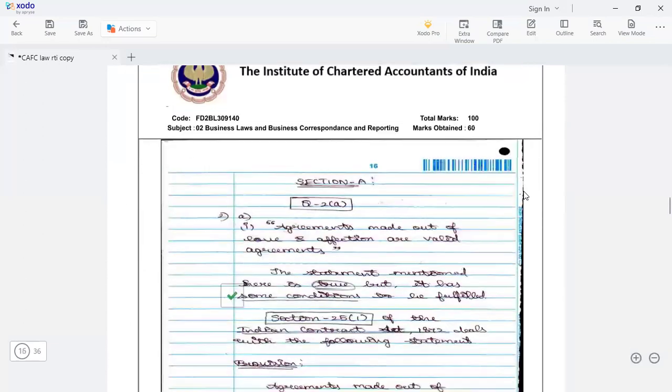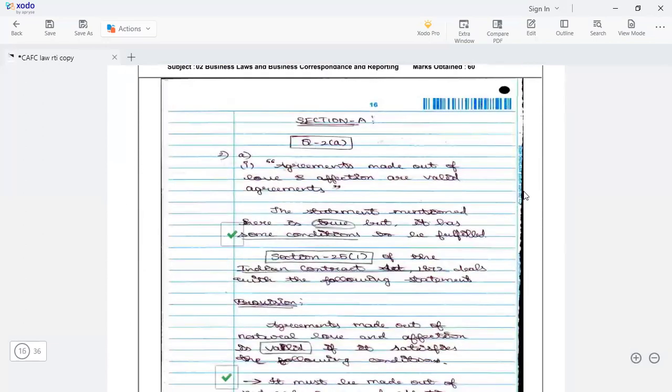Okay, let's proceed further with section A. Now, the student has not attempted the compulsory question first. They have attempted question number 2. You can take any question of your choice, but you have to complete one section at first. Section B was completed first. Now they have gone to section A.